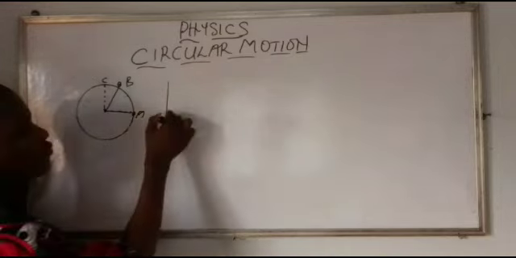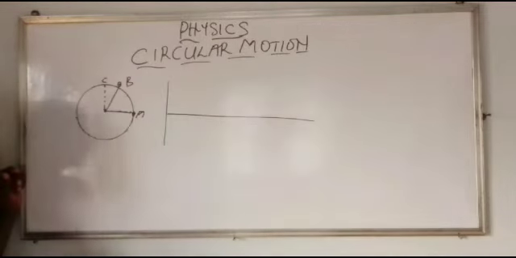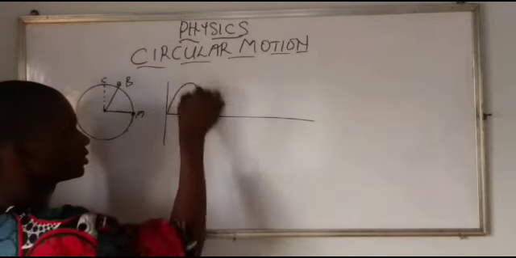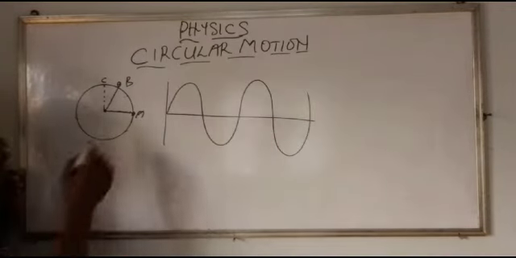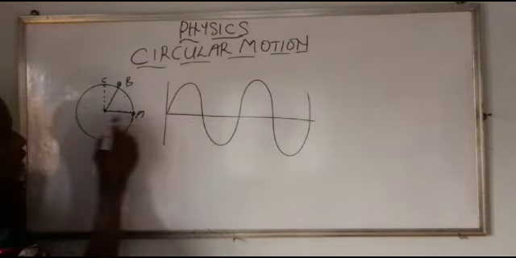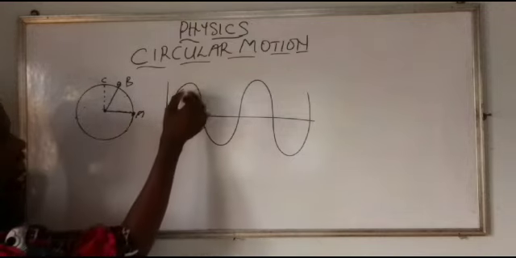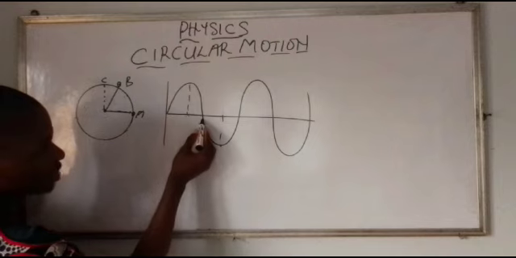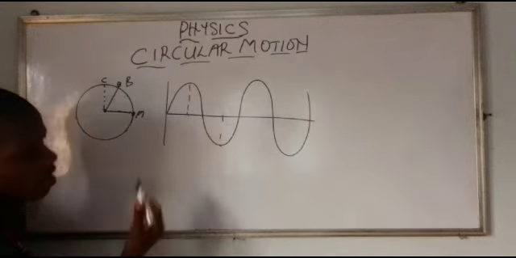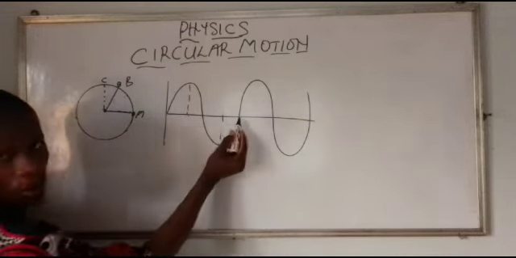You agree with me that if you want to represent it in a sine graph, we are going to have something like this. Here to here is the first part. Remember that in a sine graph, each of them is 90 degrees. Here to here is 90, here to here is 90, here to here is 90, here to here is 90. That's why they tell you from here to here is a complete circle.